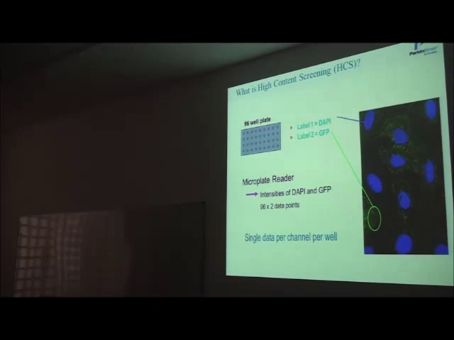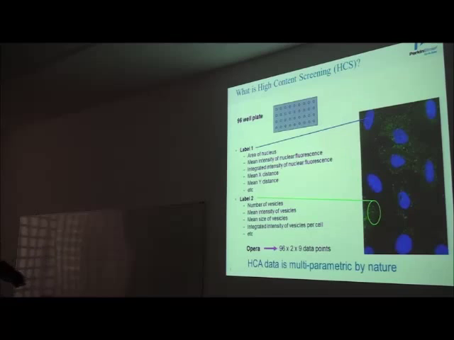I'll give you a real example. If we take this example, we have a 96 well plate with two stainings, one DAPI in blue for the nuclei, and the other one GFP. This is a GPCR assay. If you read this plate on a normal microplate reader, you will end up with 96 times two data points: intensity of DAPI, intensity of GFP. That's what you typically have on a plate reader.